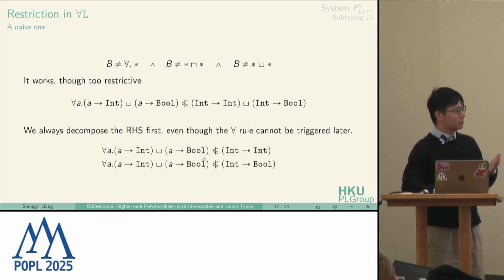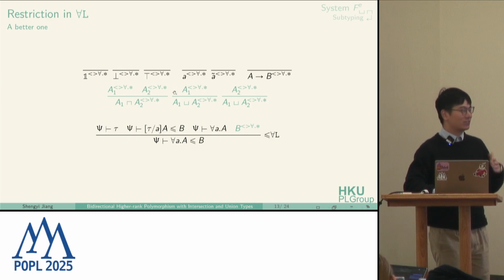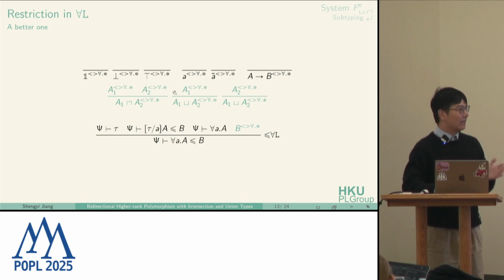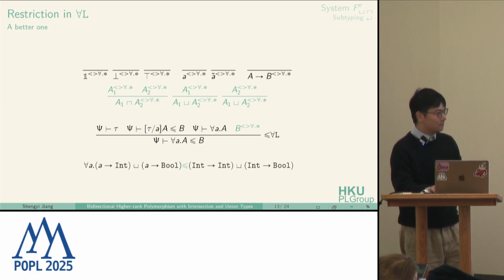Even though ∀ rules will not be invoked later, we still too eagerly decompose the right-hand side. So what we want is a similar asymmetric syntactic restriction, just as the free variable check before. And when we have this syntax check in the ∀L rule, we still have good subtyping, and we have more expressive subtyping. So this subtyping now holds, and you can find the implicit instantiation to be Int.